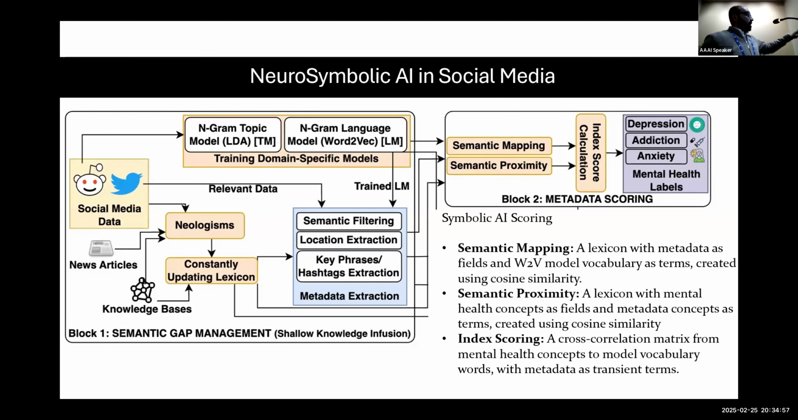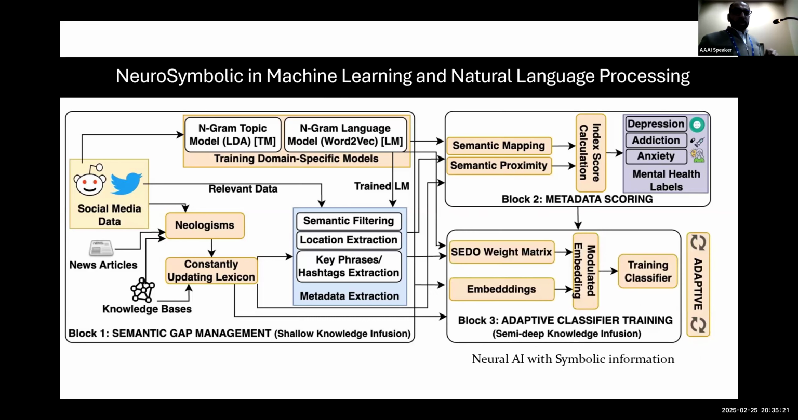Now, after we have completed the semantic mapping and the semantic proximity, we looked at the index scoring of this design. The index scoring means that within a particular set of words, I want to see how often they are representing these mental health conditions, and how often this set of words is not representing those mental health related conditions. So after we have done this kind of mapping of those scoring, I want to translate that information into the classification or the classifier task.